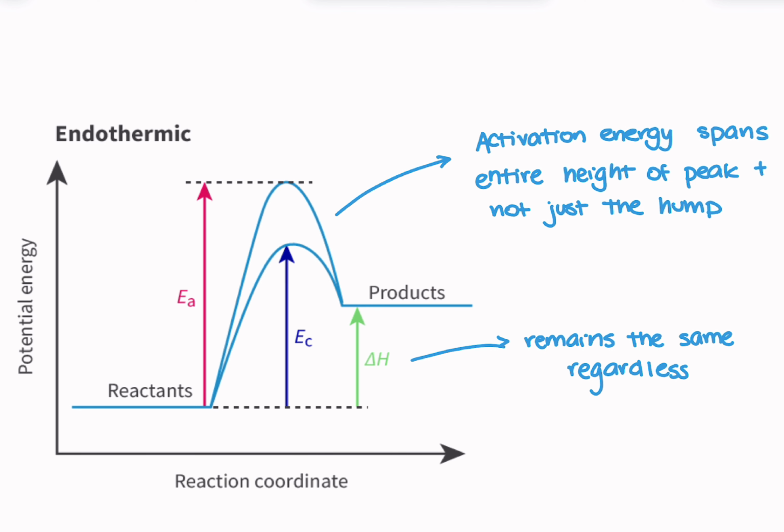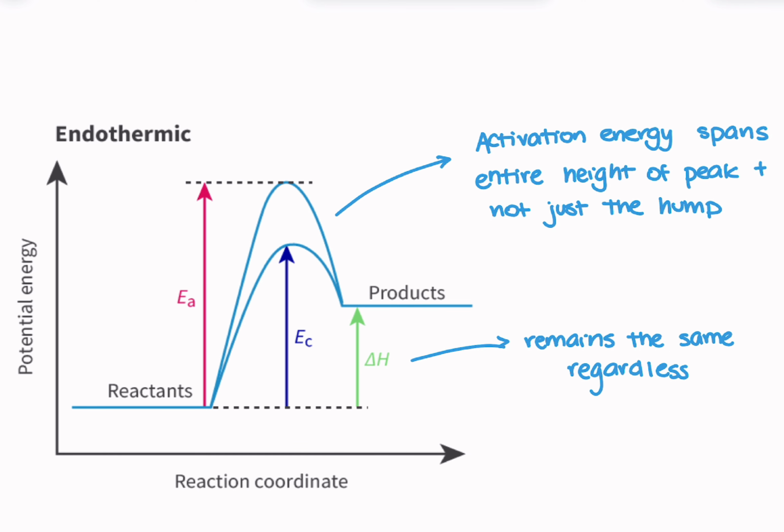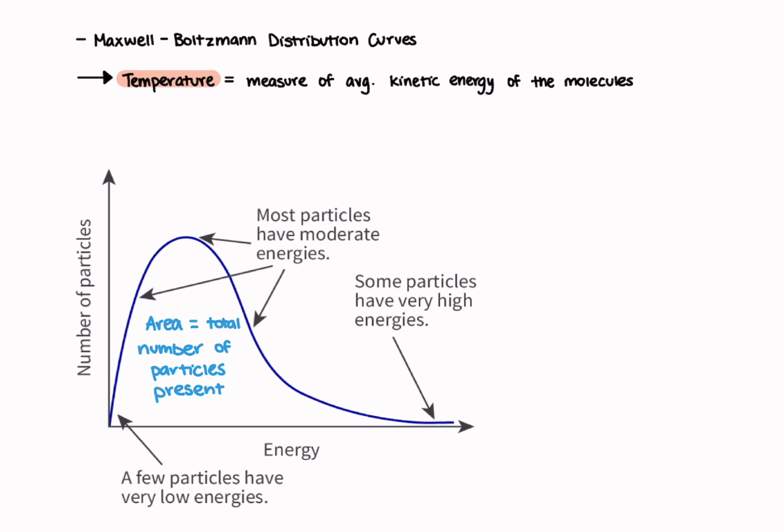The enthalpy change remains the same regardless if a catalyst was used or not, because like mentioned before, all the catalyst does is provides an alternate pathway for the chemical reaction to follow, meaning that it needs a lower activation energy to actually begin. But this doesn't actually change the amount of energy that the products have in the end over here. Now we'll talk about the actual Maxwell Boltzmann's distribution curve.